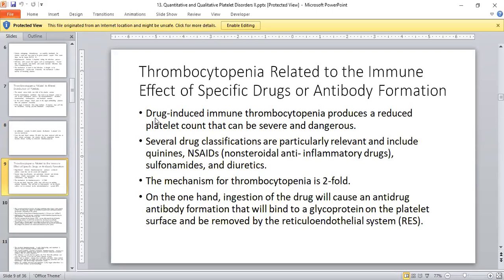Thrombocytopenia can also be due to immune effects of specific drugs or antibody formation. Quinines, NSAIDs, sulfonamides, and diuretics are particularly relevant. We know NSAIDs, stuff like aspirin. That's why it is indicated for, like, the junior aspirin. It reduces platelet aggregation. So some of these drugs have such kinds of effects that affect the clotting cascade.